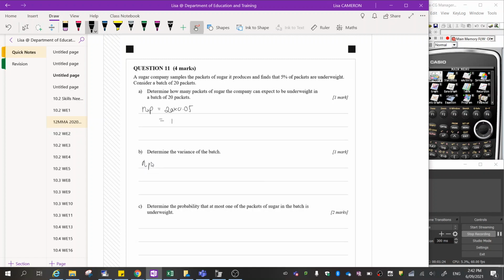So np(1 minus p), substitute it in: 20 times 0.05 times (1 minus 0.05) is equal to 0.95. So that is our variance.